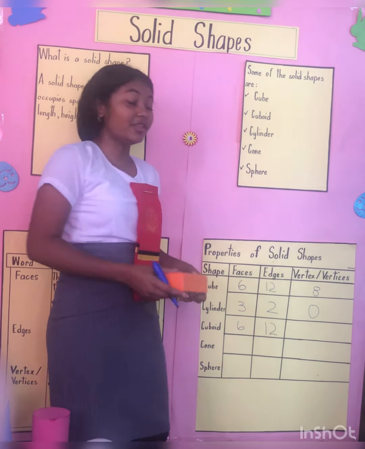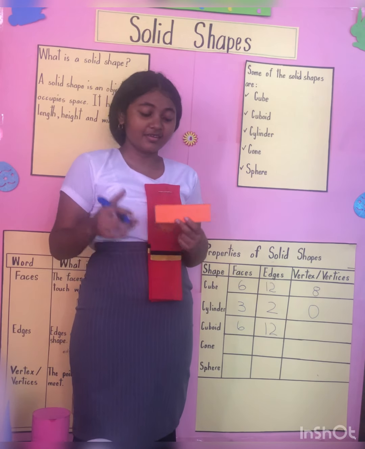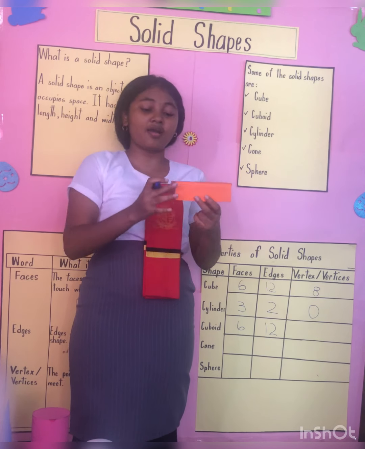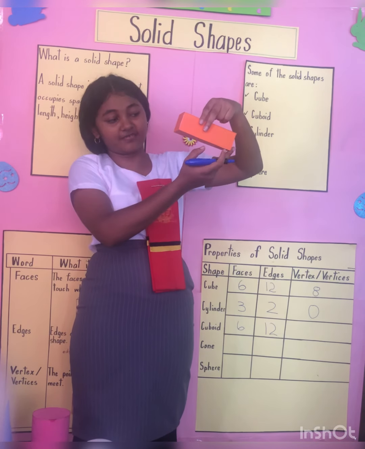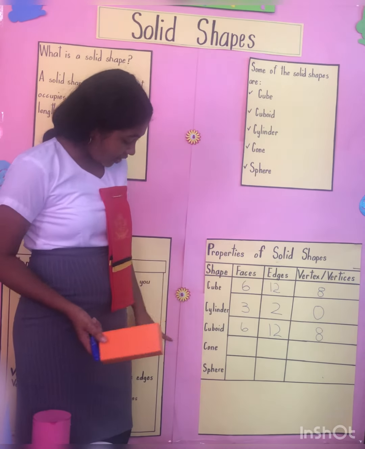Yes. What about the number of vertices? Let's count them. This should be easy, right? So 1, 2, 3, 4, 5, 6, 7, 8. Is that correct? Yes. Now let us move on to the cone.